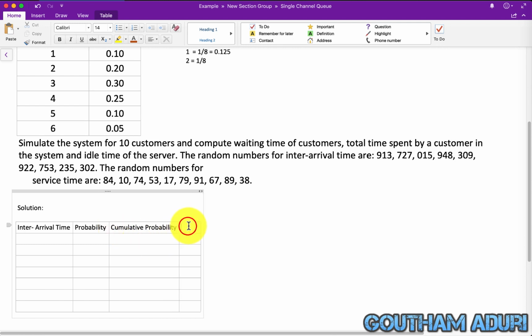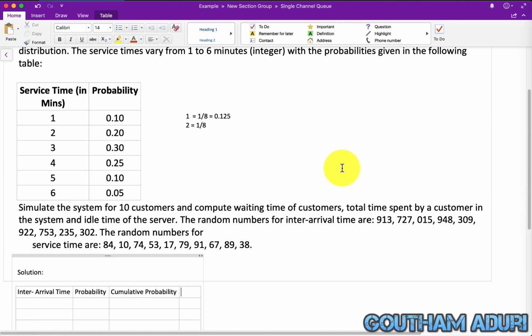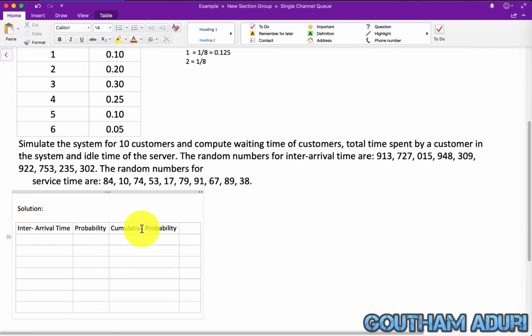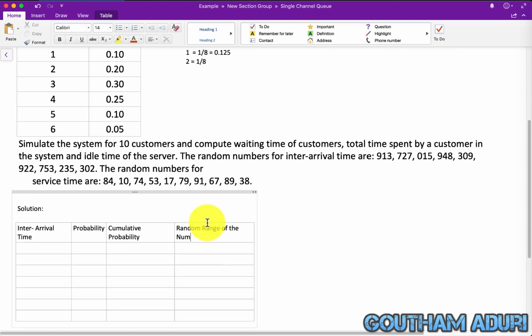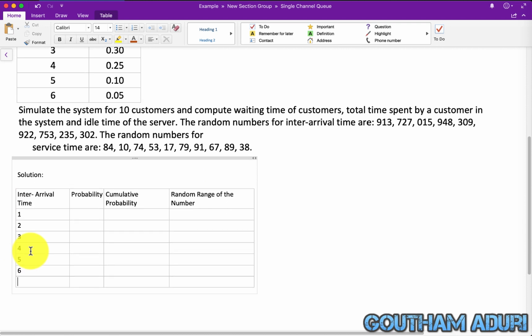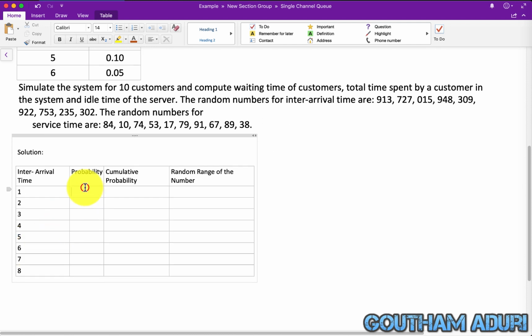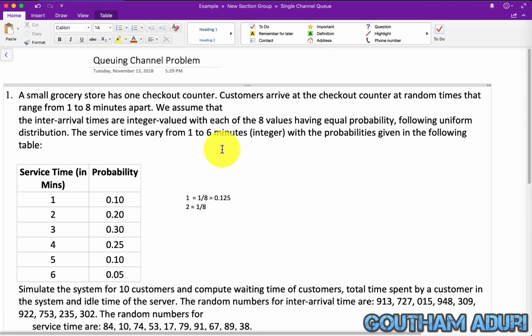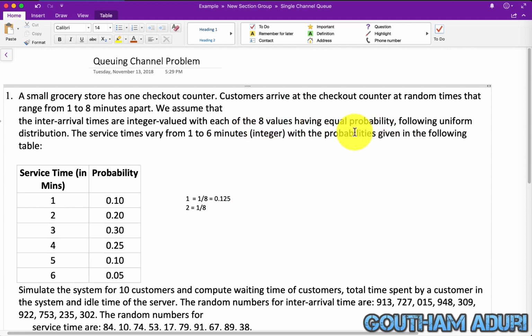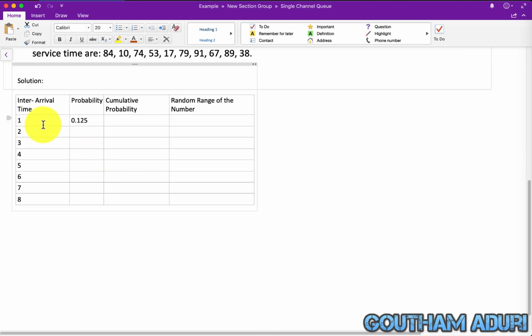And the next one I have to do is the cumulative probabilities and the random range of the numbers. So I can say inter-arrival 1, 2, 3, 4, 5, 6, 7, 8, and the probabilities are 0.125 each. It will be the same. You can see, with each of the 8 values having equal probability. In the question it is saying equal probability.